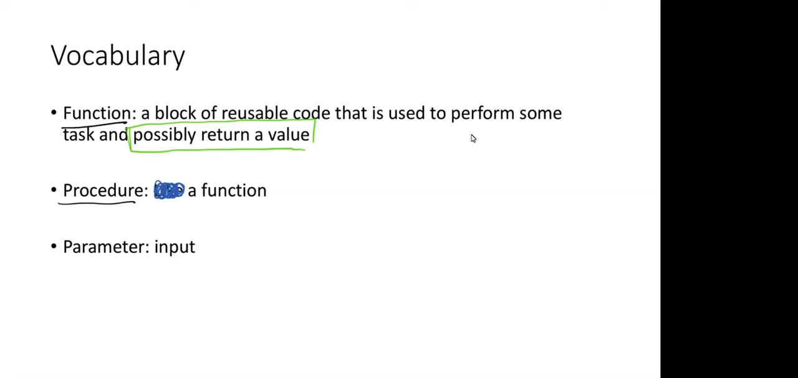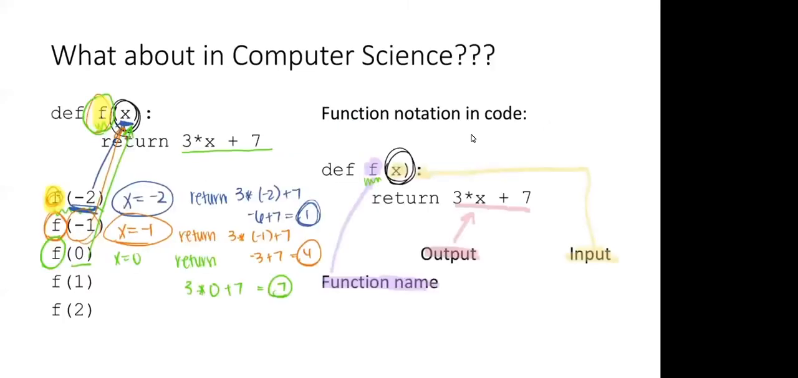However, some people will say that for a function you have to return a value, and for a procedure you won't return a value. You might hear that, but remember, this is just strictly for the purposes of the AP test. Function and procedure are synonymous. So when you see procedure, think function. When you think function, you think procedure. Either of these words is just a block of reusable code that is used to perform some task and possibly return a value. So our task here is just to compute 3 times a number plus 7.